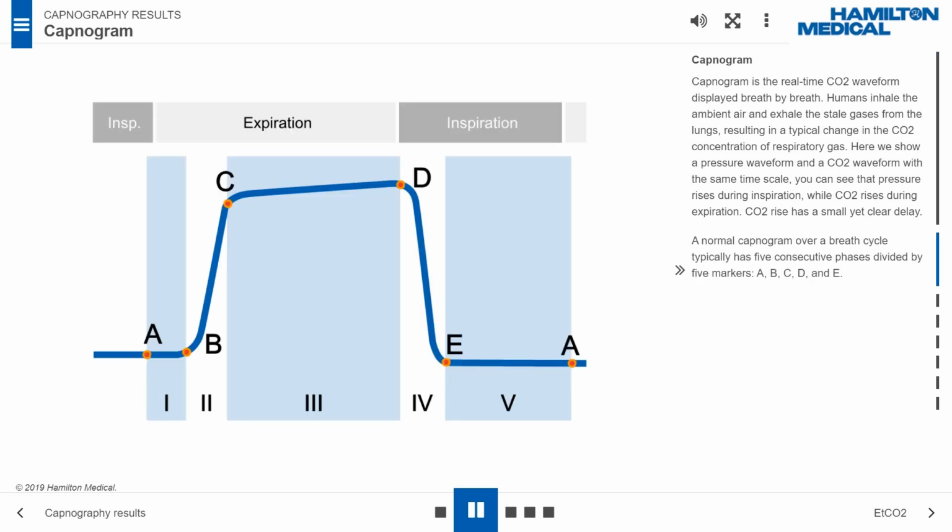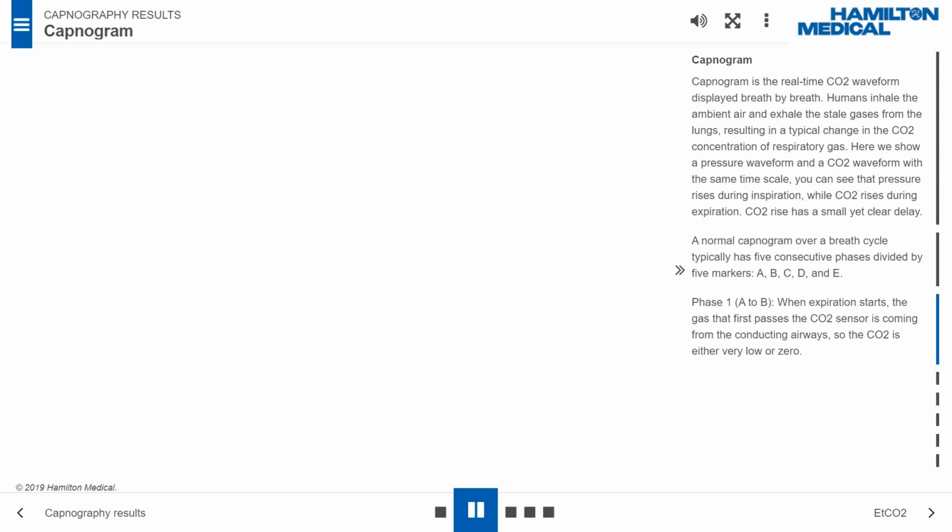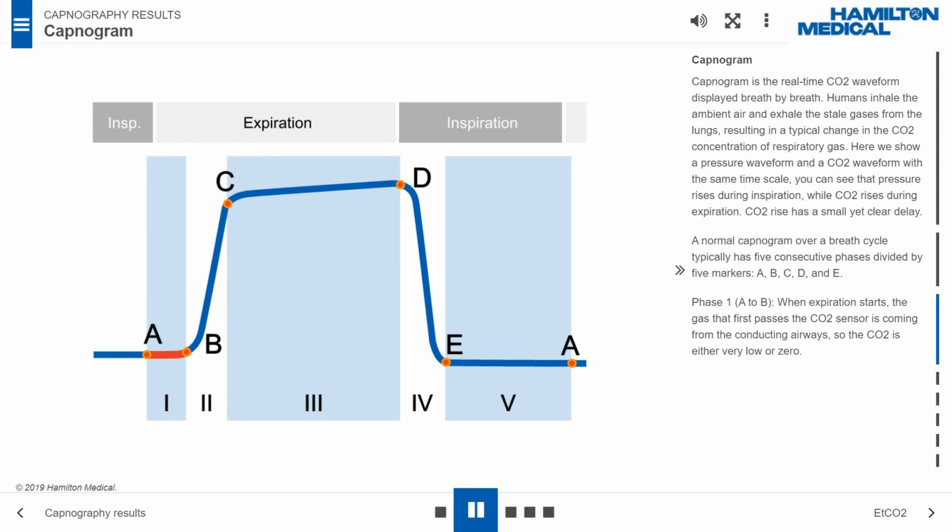A normal capnogram over a breath cycle typically has 5 consecutive phases divided by 5 markers, A, B, C, D, and E. Phase 1, A to B. When expiration starts, the gas that first passes the CO2 sensor is coming from the conducting airways, so the CO2 is either very low or zero.